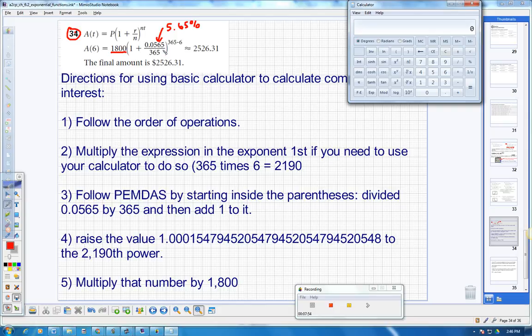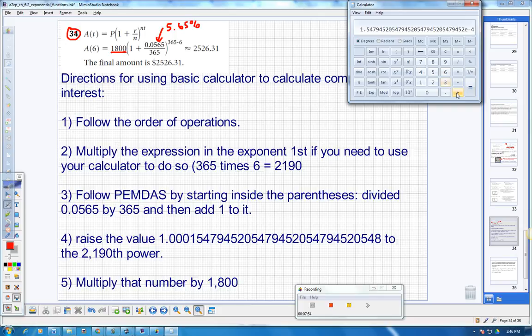Inside the parentheses, I have division. So PEMDAS, parentheses, exponents, multiply or divide in order from left to right, means I need to divide 0.0565, which is just a decimal version of the rate, by 365. Now when you divide that by 365, you're going to get this very, very small number, 1.5479452, so on and so forth, times 10 to the negative 4th.